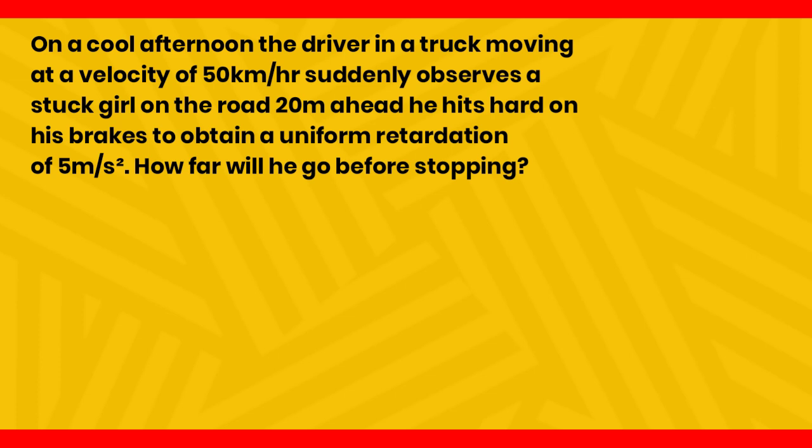Will his truck hit the girl before the truck stops, or will he be able to stop before hitting the girl? Let's find out. So from the question, we have retardation, which is also known as negative acceleration, and also the initial velocity of the truck, which is 50 km per hour. The truck is going to stop, which means the final velocity is 0, and we have to calculate the distance traveled.